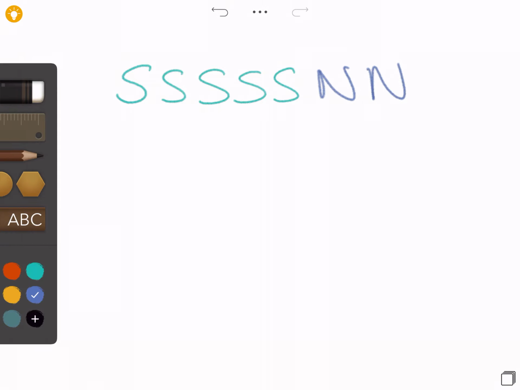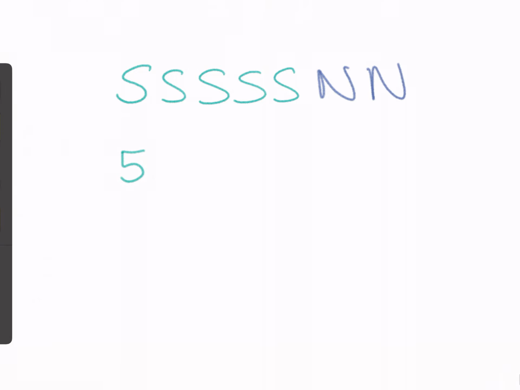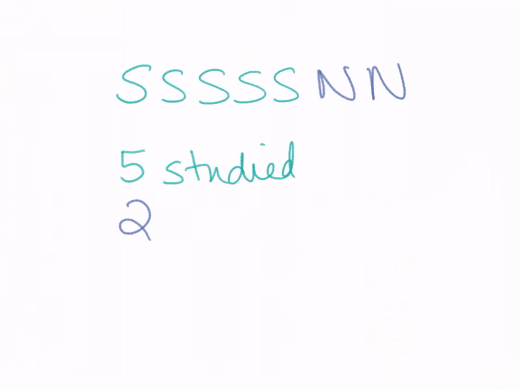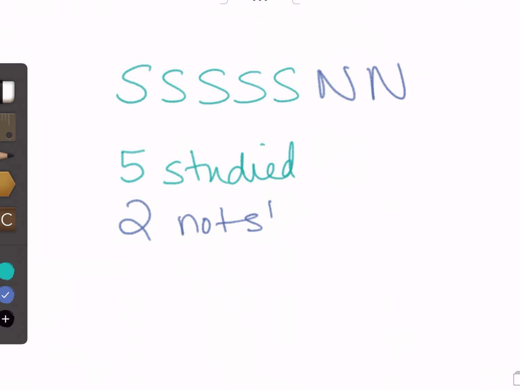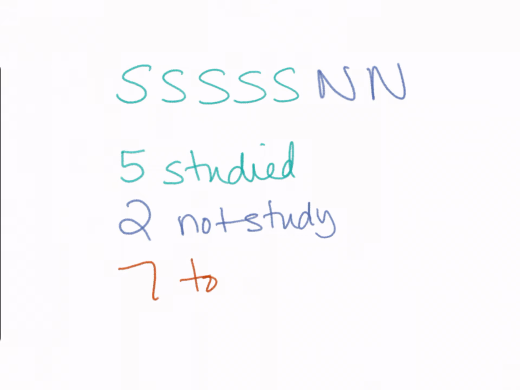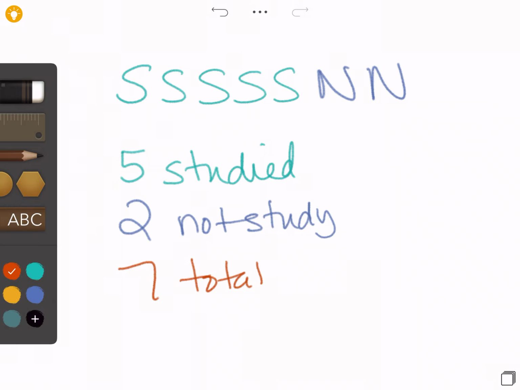And so that tells me that I have 5 that studied. I have 2 that did not study. And I have 7 total in my ratio. That does not necessarily mean that I have 7 students in the class. It just means that's how many are in the ratio.